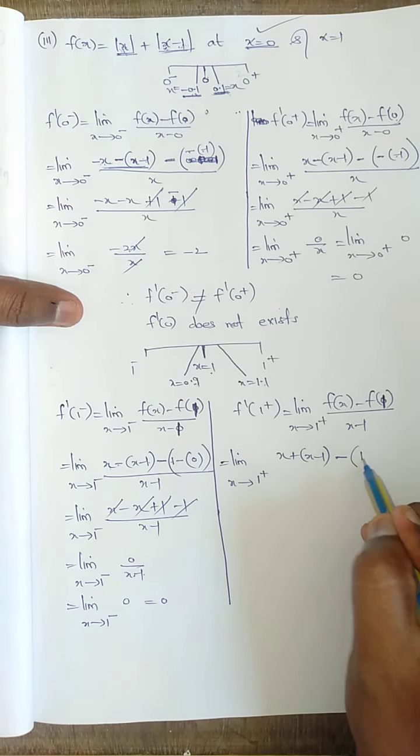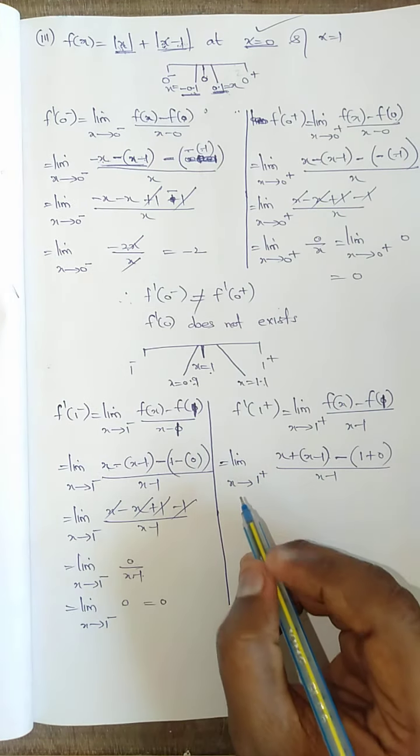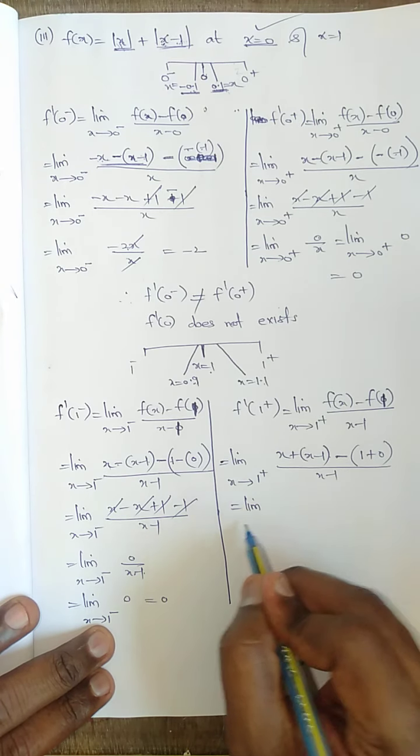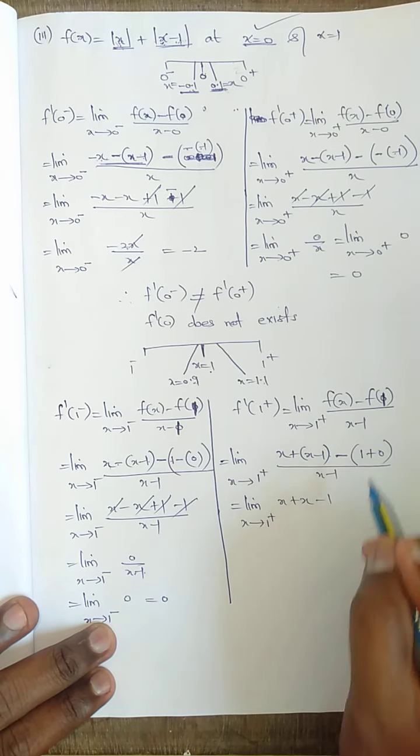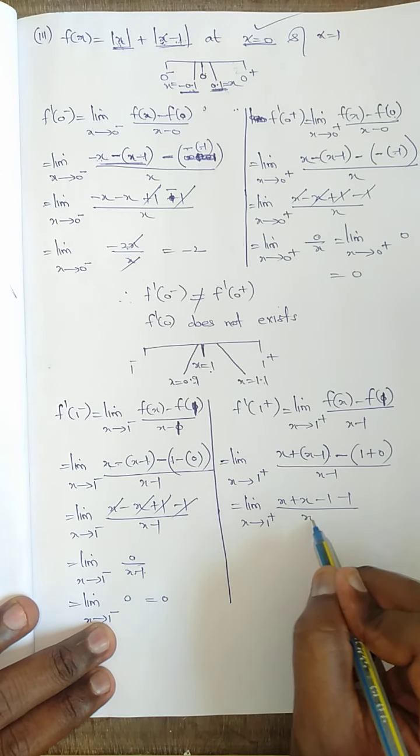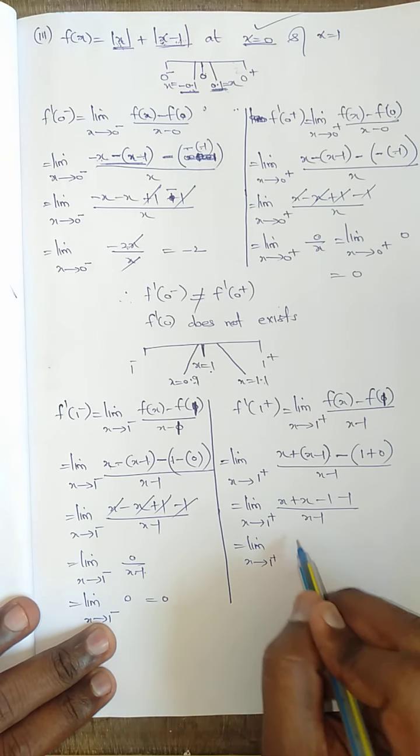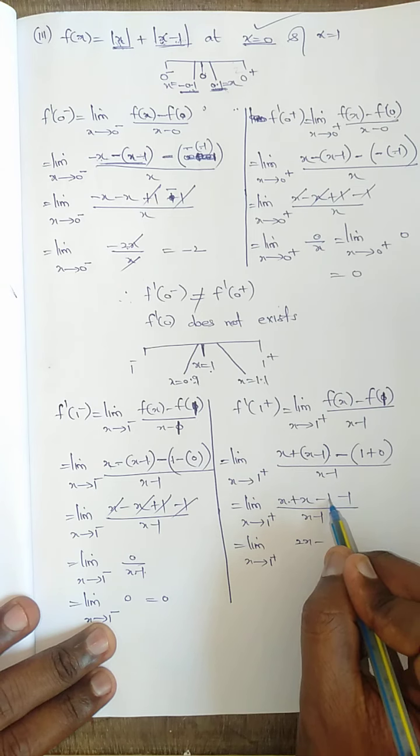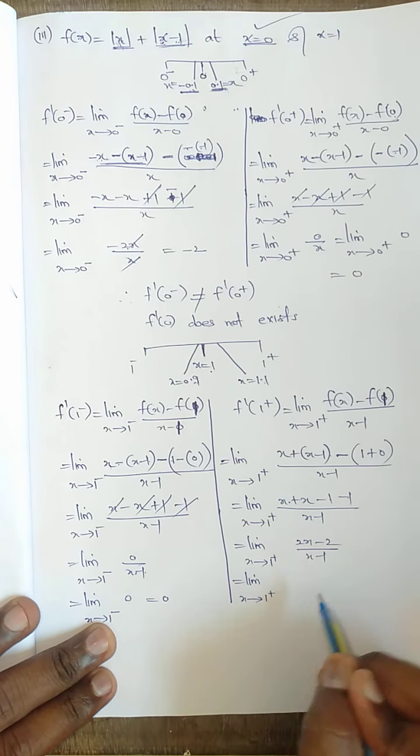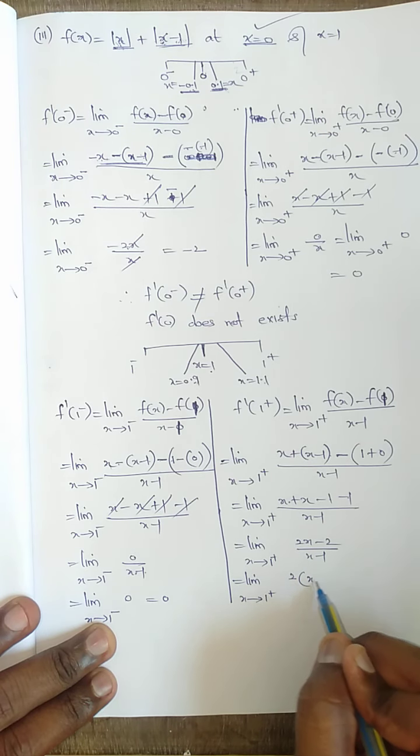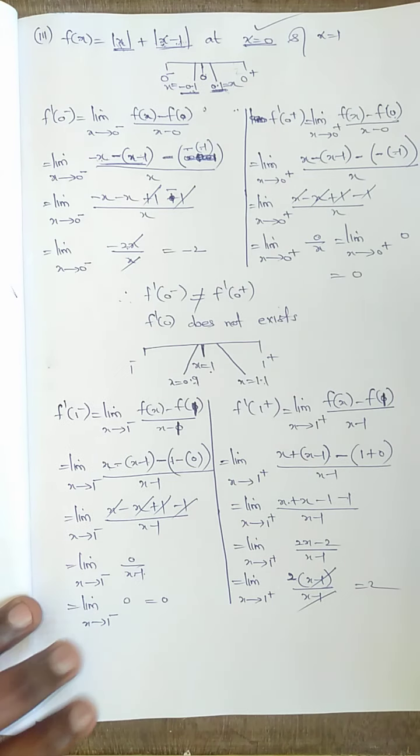Open the bracket: 1 plus 1 minus 1 is nothing but 0, divided by x minus 1, equal to limit x tends to 1 plus, x plus x minus 1 minus 1 divided by x minus 1. So limit x tends to 1 plus, 2x minus 2 divided by x minus 1. 2 is common, take it outside, x minus 1 divided by x minus 1, both will be cancelled. There is only one constant, so write it as it is, 2.